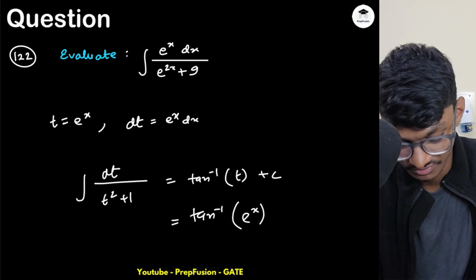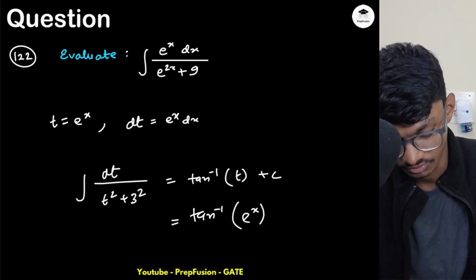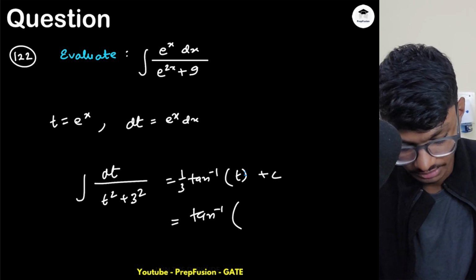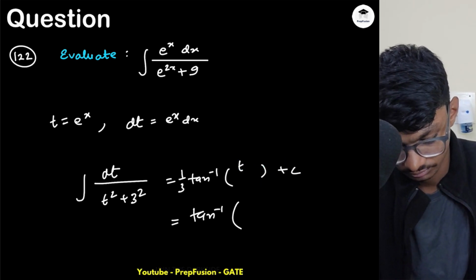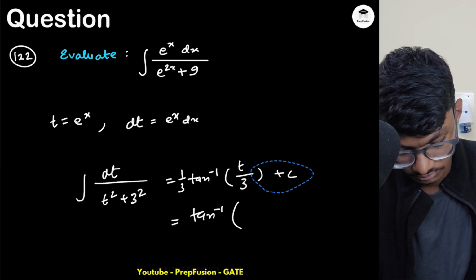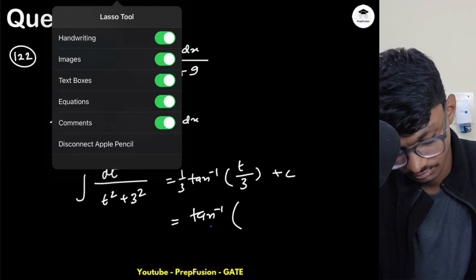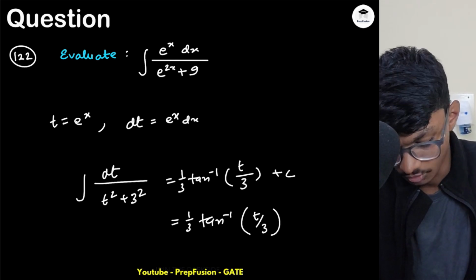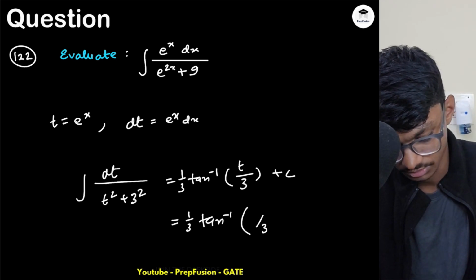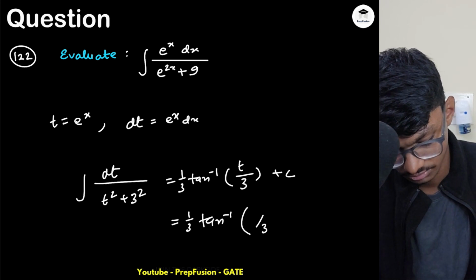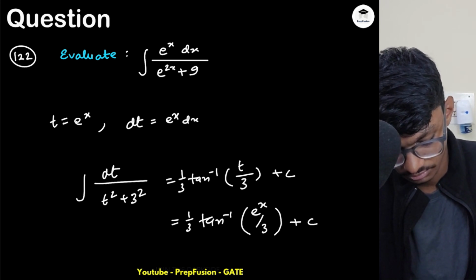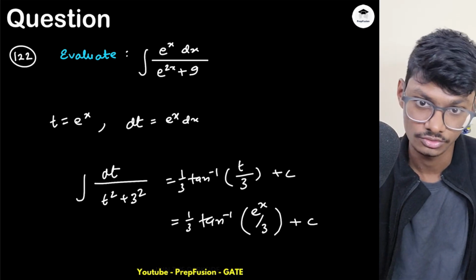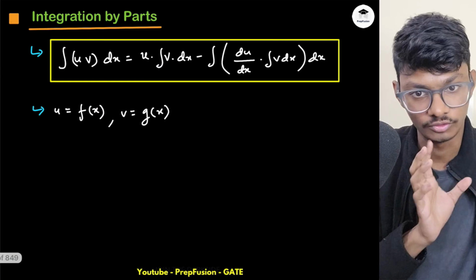t is e raised to power x, so this will be tan inverse of e raised to power x. Sorry, this isn't 1, this is actually 3 square. This is 9. So this will be simply 1 upon a into tan inverse x upon a. And t is e raised to power x, plus c. So this is how you solve. You use the tan inverse formula, and also you use the substitution, so you have to use both of these, so be careful.